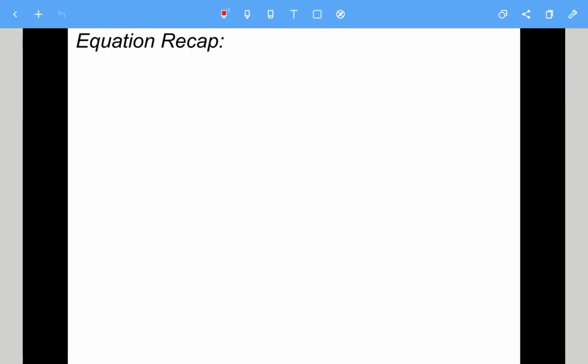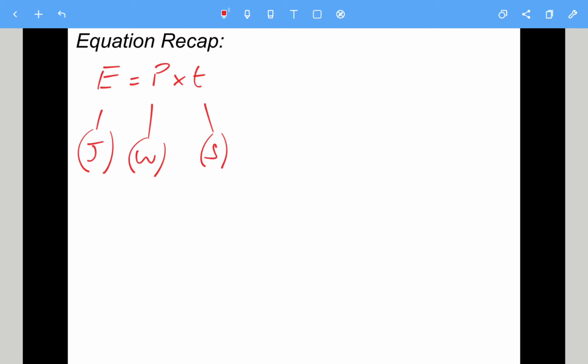So let's do an equation recap. We've got energy is power times time. Remember, energy is in joules, power is in watts, and time is in seconds. Now the other equation which we've just used is P equals IV. Power again is in watts. I is current, measured in amps, and V is voltage measured in volts.